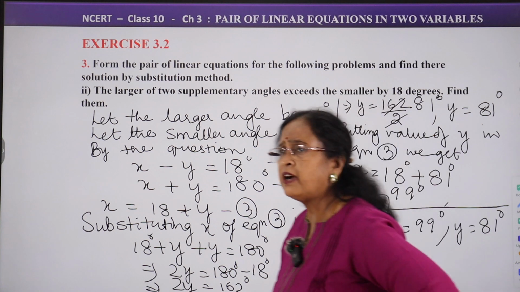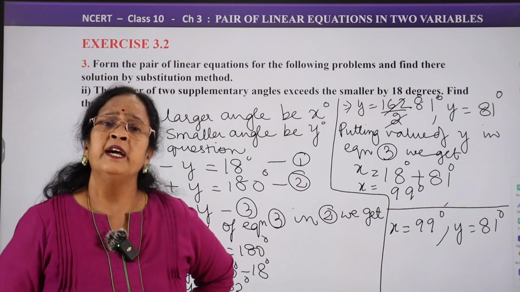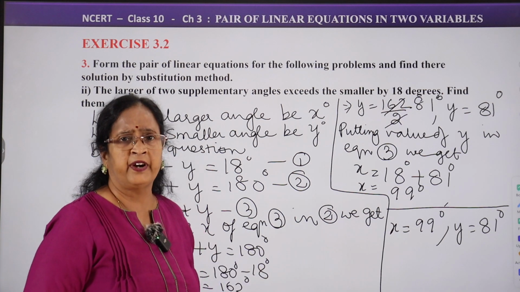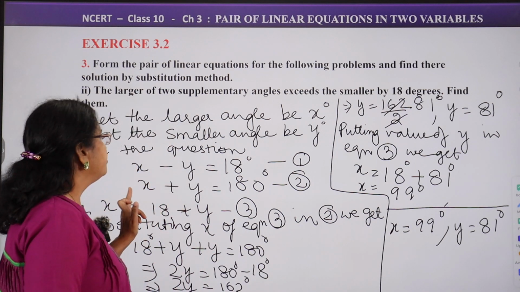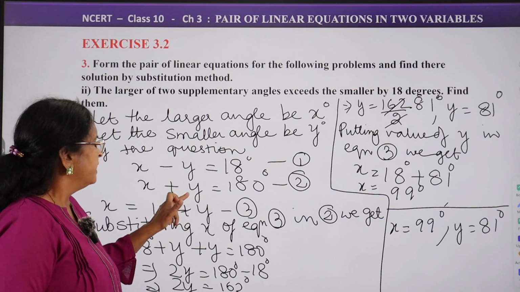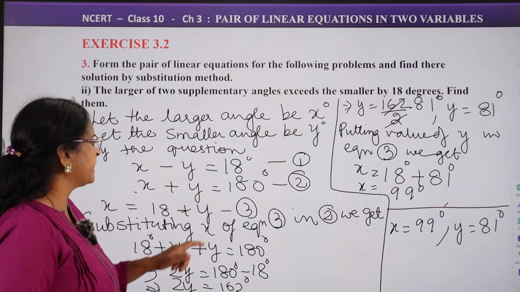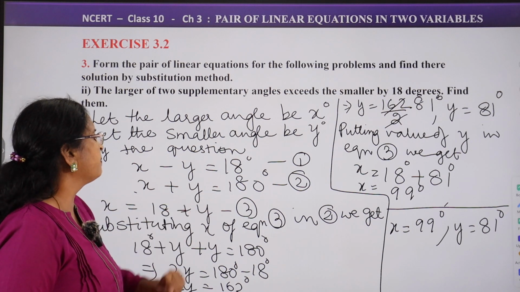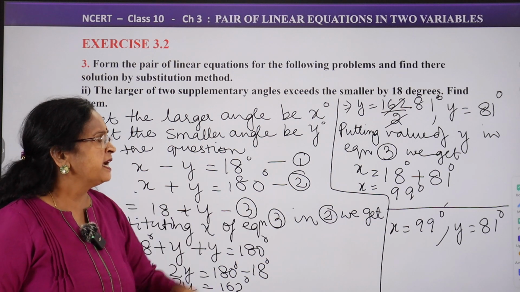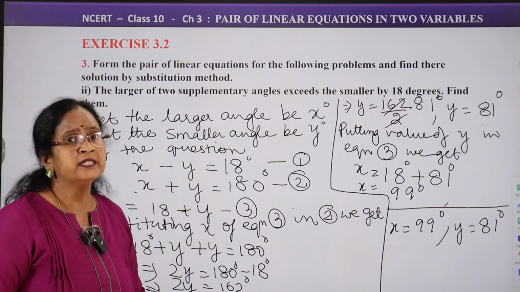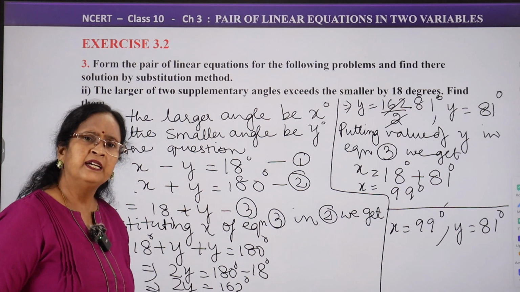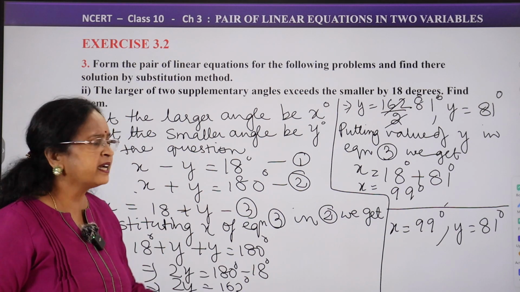Now, you may have a doubt whether I have done the answer correctly or not. Just orally also we can find out. You can put in any of the equations. If you put in the second one, x plus y is 180. What is x plus y? 99 plus 81, that is 180. And 180 is equal to 180. It is correct. The answers are correct.